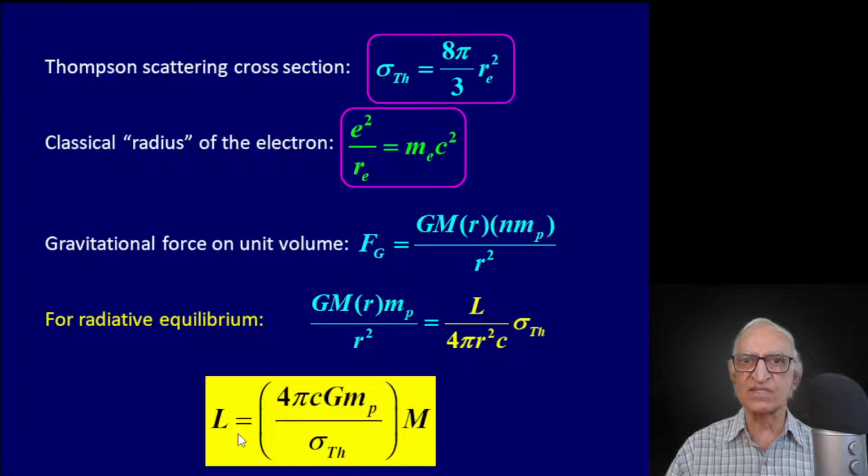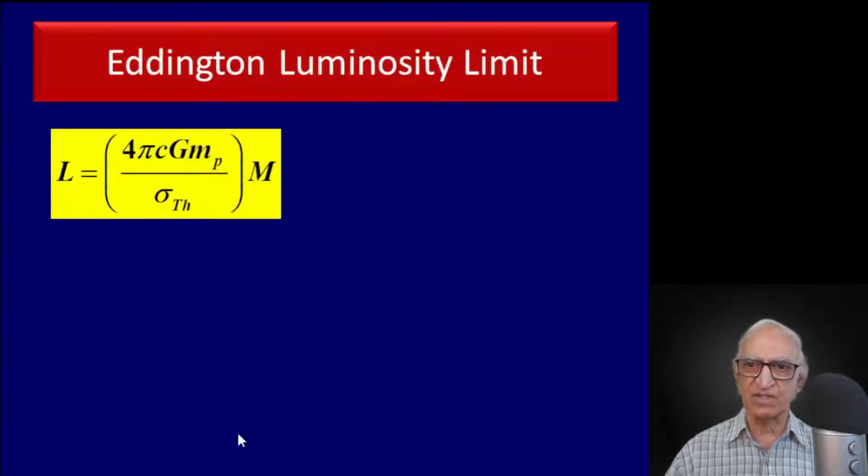Now let's look at this expression carefully. The most remarkable thing about this expression is that apart from fundamental constants, this luminosity, whose significance is that this is the maximum luminosity a star can have, is uniquely determined by the mass of the star. The radius of the star or the temperature of the star does not come into the picture.